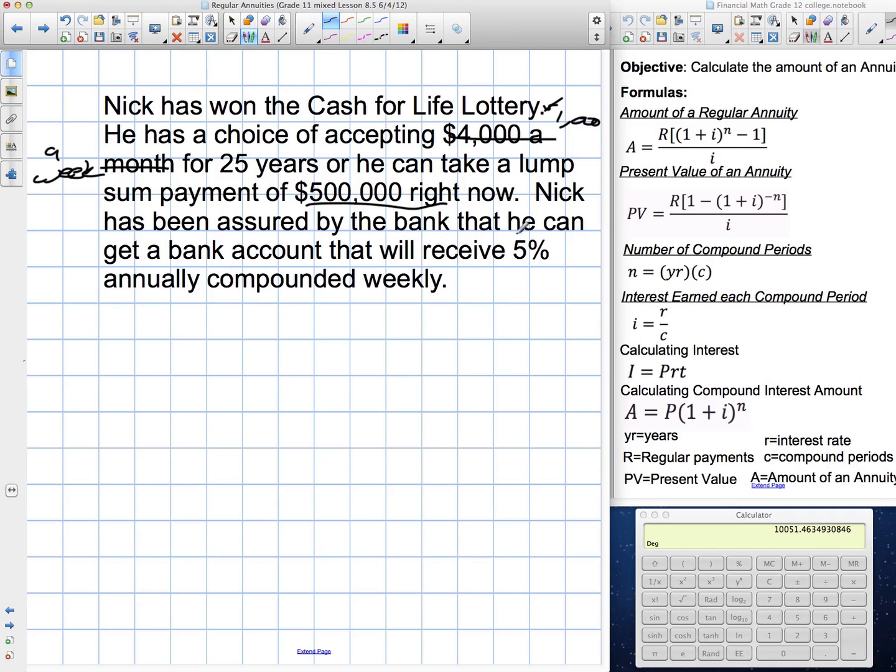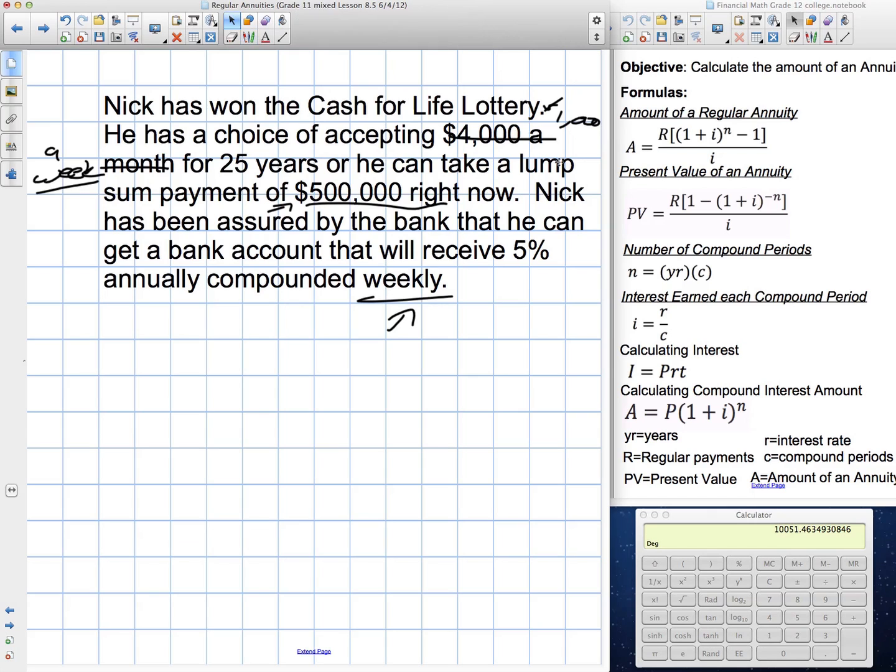Nick has been assured by the bank he can get a bank account that will receive 5% annually compounded weekly. The good part about this question is our payments are per week and our compound period is per week, so there's no extra calculation at the end. Whatever we find will be the answer we're looking for. What we need to do is figure out if the weekly payments of $1,000 are essentially worth the present value of $500,000.